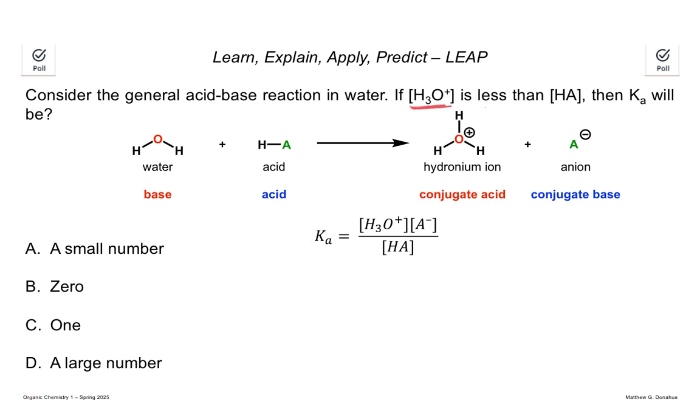So if hydronium is less than HA, so small over large, overall, what will Ka be? So 1 divided by 1,000, you're going to get a small number. So those are kind of the extremes. So when we talk about large and small, it's at the point where you're using scientific notation like 10 to the 15 or 10 to the minus 20. So you get to those numbers and it can be hard to think about because the spectrum of numbers between them is so large.